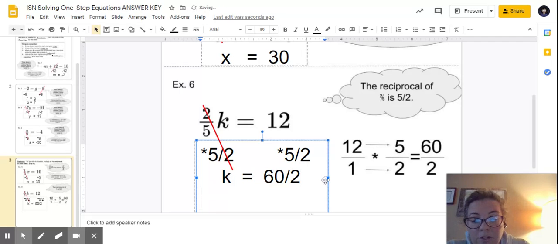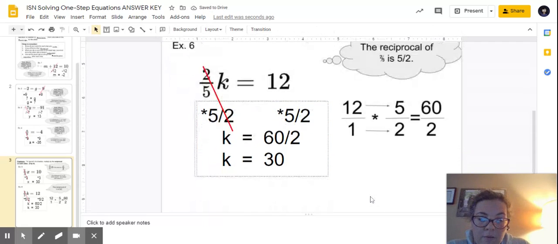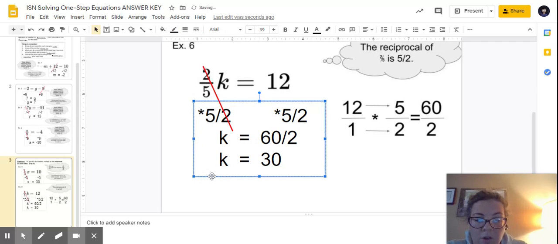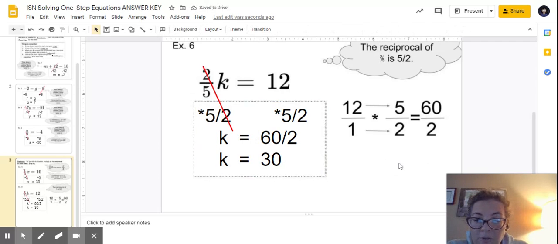Now 60 over 2 is just a division problem. So 60 divided by 2 is 30. So k is going to equal 30. Right, and that is our last problem involving fractions and how to solve these one-step equations. Make sure you have it in your notes and you know how to use the inverse operations to solve it and how to show your work.